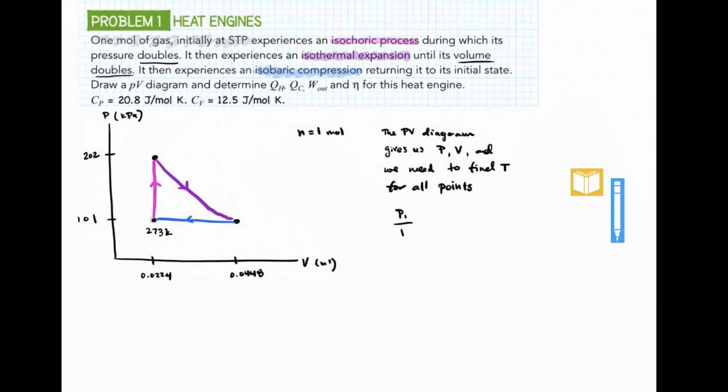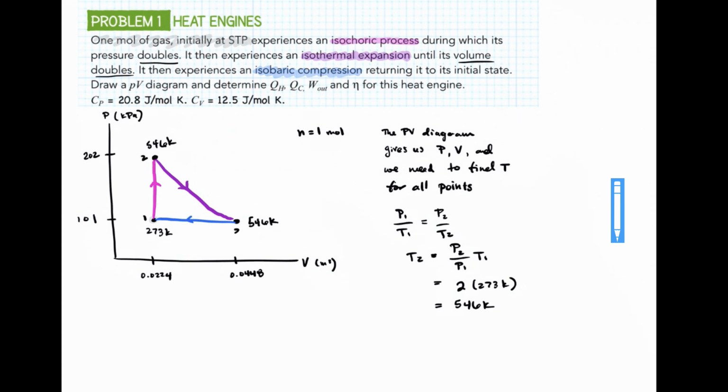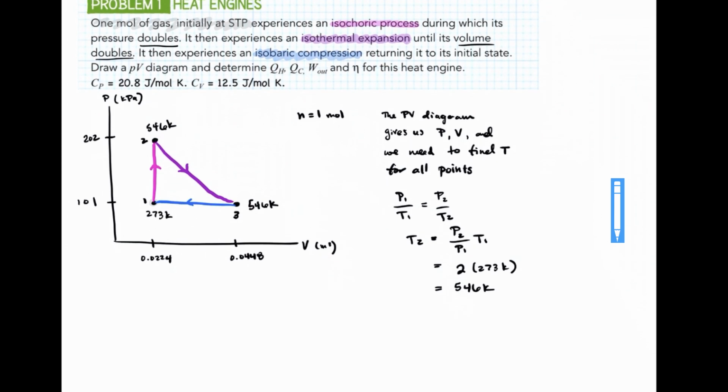So that means we just use our PV equals nRT holding things constant. We know that we can say that the ratio of P and T for an isochoric process should remain equivalent, and that means we can calculate our temperature to be essentially double the initial temperature from STP, and that's going to be 546 Kelvin, which means if we have an isotherm, we know everything along that purple line should be 546 Kelvin, and now we have all the temperatures we need. So we know the temperature is the same at 2 and 3, and it's slightly different at 1. All right, now that we have that, we can calculate our heats for the most part.